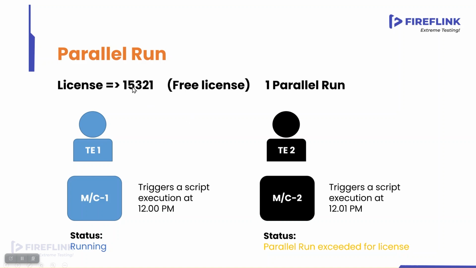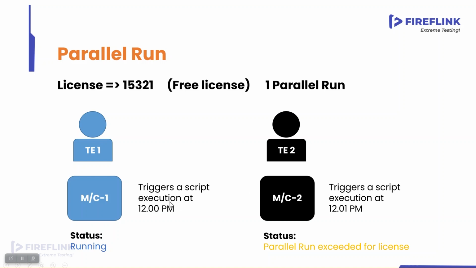And why so? Because this particular license is a free license. When I say free license, how many parallel runs will be there? Only one parallel run, right? Now, one parallel run in the sense, how many machines can be triggered at a time? Only one machine, right? So here, if you can see, test engineer 1 is already running a script in this license, right? Now, test engineer 2, if he is trying to trigger one more execution in the same license, can he trigger? No, because only one machine is allowed per this license, correct? Because at a time only one machine can be accessed for execution.